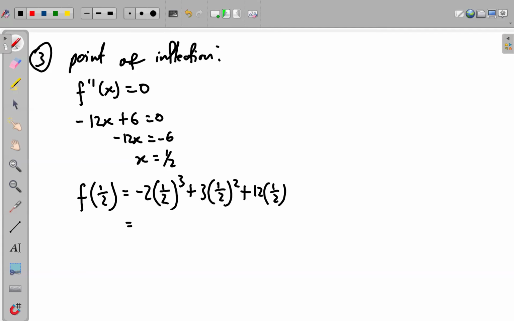All right, it looks like f of half is a 7, which means the point of inflection happens when x is a half and a 7. So that is very good.